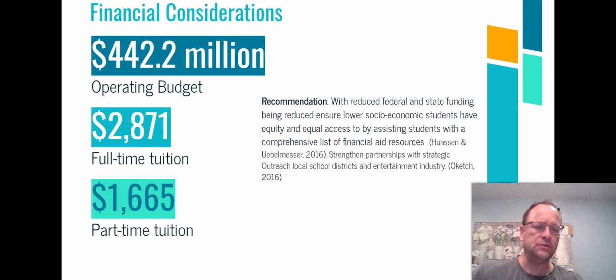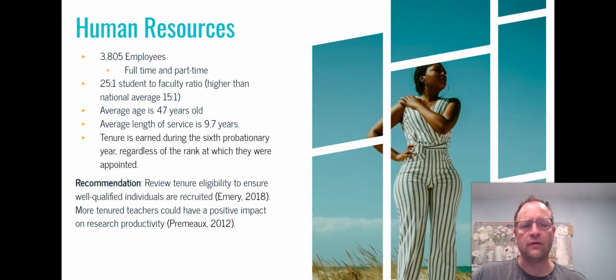They also need to strengthen partnerships with strategic outreach to local districts. They have a very big teaching program there, but they need to continue to grow and strengthen and expand those partnerships. And the same with industry. They have some very famous actors that went to school there, Kevin Costner is probably the most famous, but they need to continue to make those connections so that the students can strive and move forward in their future.